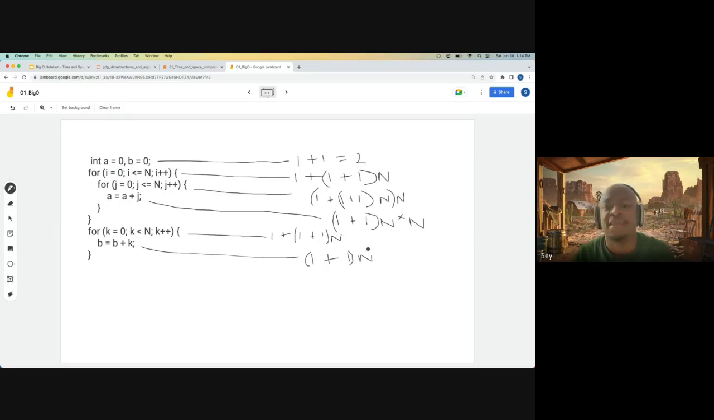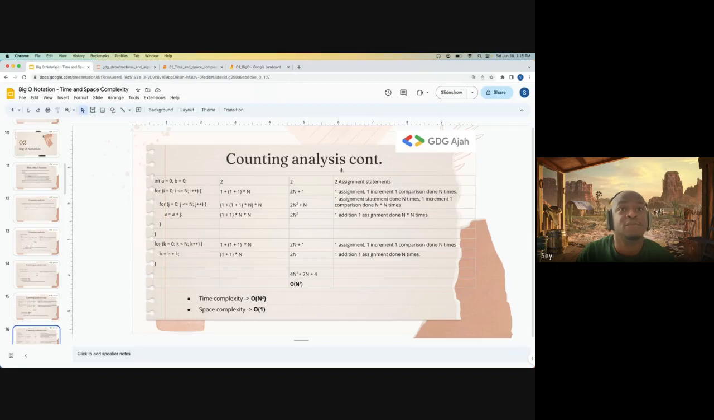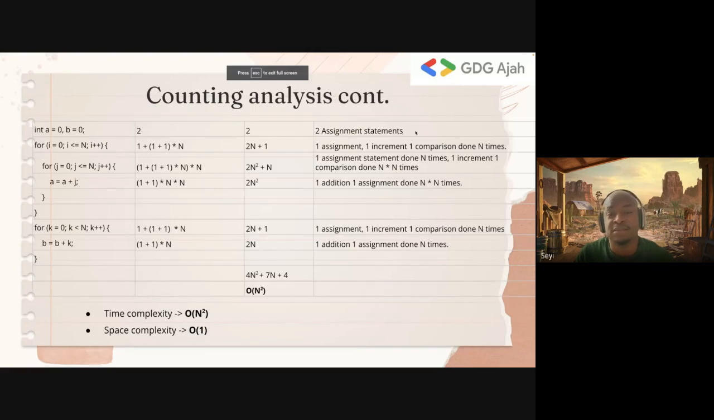Okay, so if we take this now and add it up, let's go back. On the first line, we get 2 assignment statements. On the second line, 1 assignment, 1 increment, and 1 comparison done n times. We are familiar with this. For the third one, when we break it down, we have 1 assignment statement. Normally, it should just be 1 assignment statement, but because we're in the loop, we are doing that 1 assignment statement n times. And we have 1 increment and 1 comparison, normally done n times, but now n by n times.